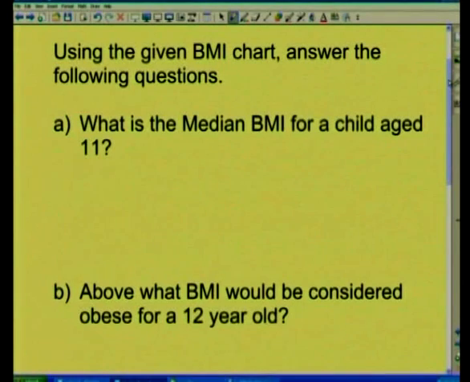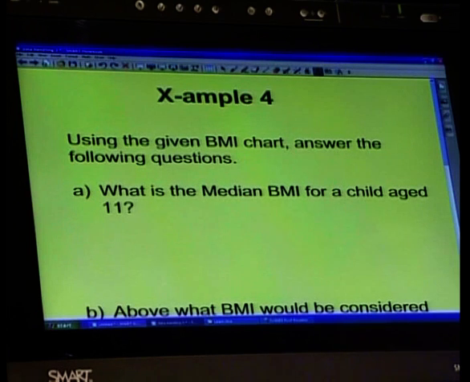Let's go and look at one further example, and this one is going to be based on our chart that we used earlier. It says, using the given BMI chart, answer the following questions. What is the median BMI for a child aged 11?